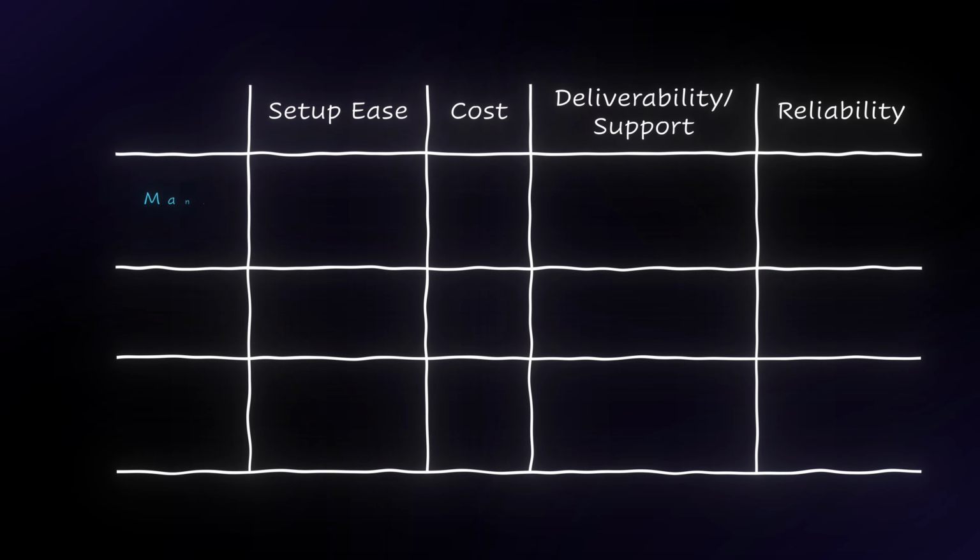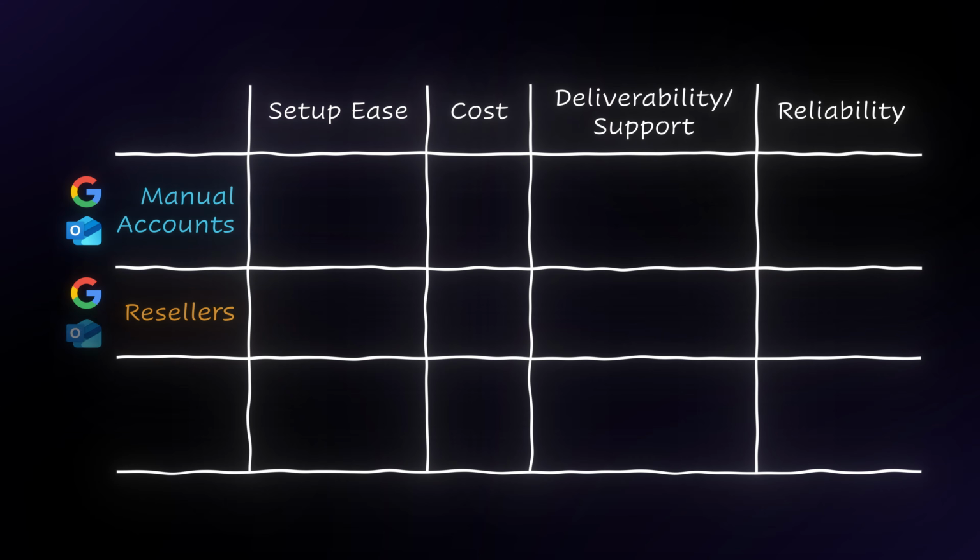There are 3 major categories to choose from when it comes to mailboxes for cold email outreach. The first one are manual Google Workspace and Microsoft Outlook accounts. The second category are Google or Outlook resellers. And the third category is dedicated cold email infrastructure. We actually pioneered this segment 1.5 years ago and became the most popular choice with Mailscale.